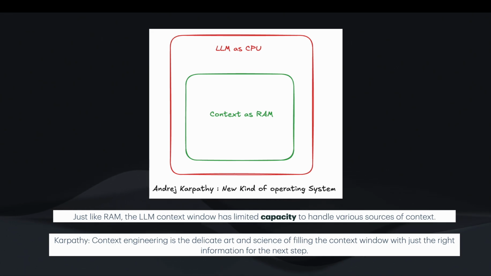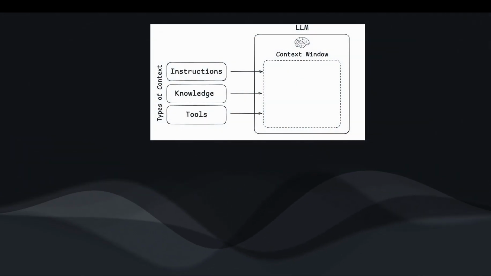We try to improve the performance of your agent. And Karpathy gave us a definition of context engineering, where he mentioned that context engineering is the delicate art and science of filling the context window with just the right information for the next step. Now let's break down the types of context we have for an LLM.